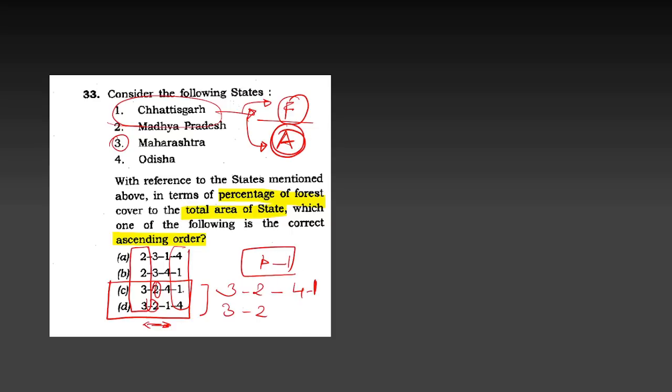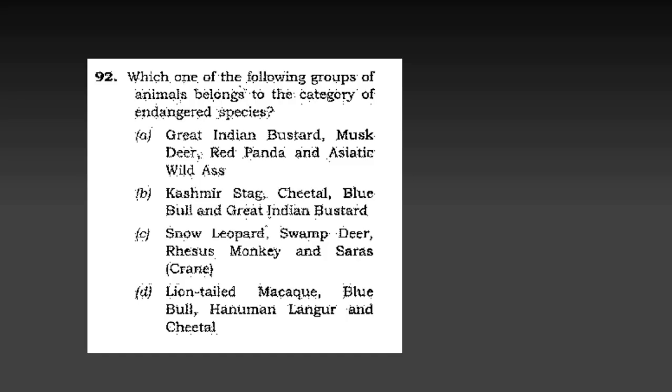So 4 and 1. So answer is C. So this is how you derive answer, my friends. This is how you have to derive logically, logical deduction. Okay. So now come to this question.